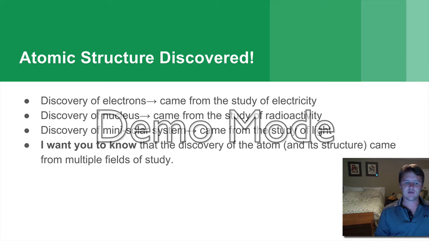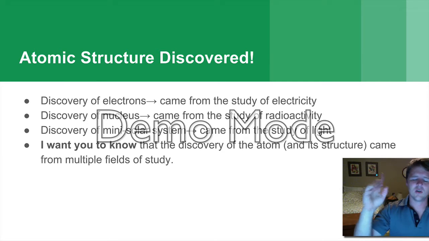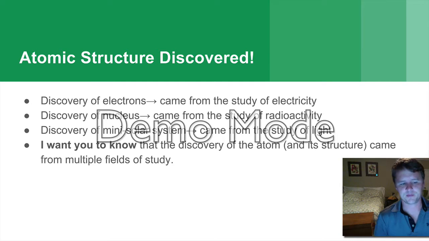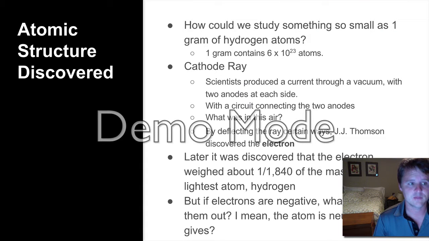And then the study of light helped the discovery of the mini solar system. And by that I mean an electron that rotates around an atom. I want you to know that the discovery of the atom and its structure came from multiple fields of study. So here we go. The atomic structure was discovered. How could we study something so small as 1 gram of hydrogen atoms? That's what took so long.